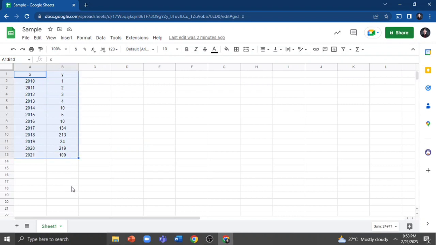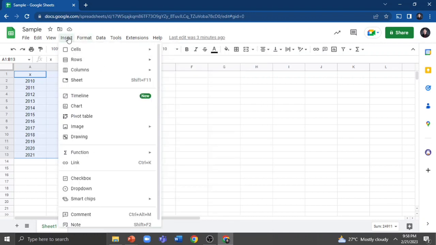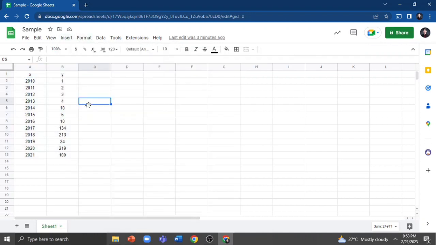Again, you're only going to be able to do this if and only if it's the same thing that you have received in your research. So this is the one that you have gathered, like the time frame and then the number of cases. So go to insert and then go and insert chart.